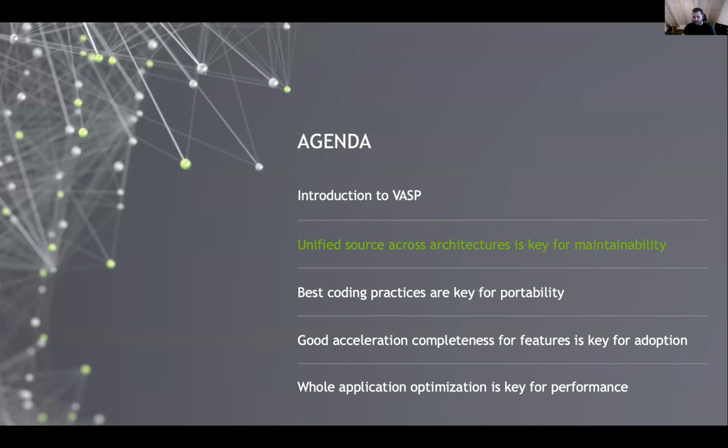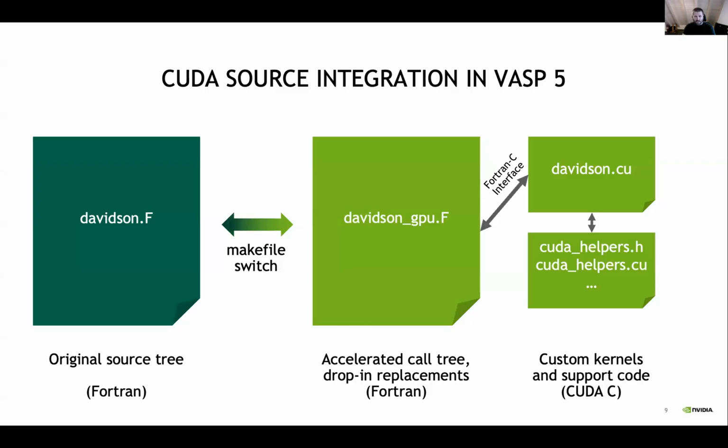Not a big surprise, because this story for the VASP development team is quite similar. They're also a rather small team. So for them, having a unified source to work on is also very important in terms of maintainability. And regarding the GPU acceleration in VASP 5, they have done it in CUDA-C, while VASP is Fortran, right?